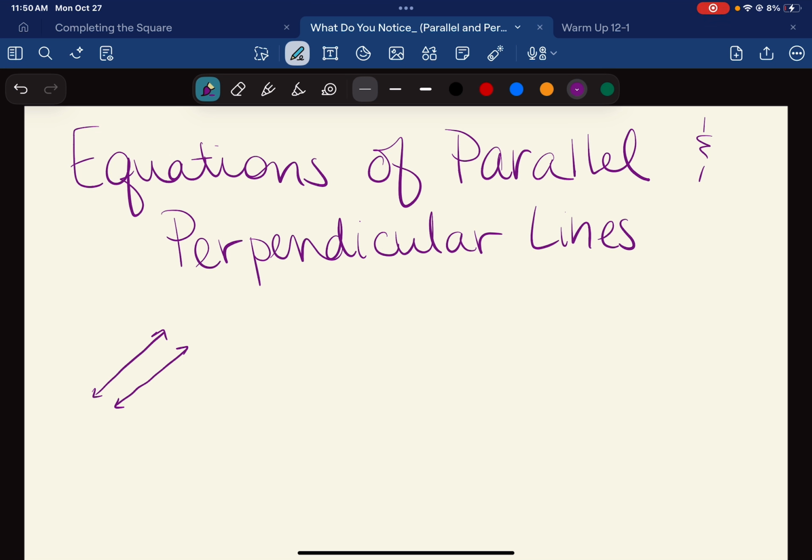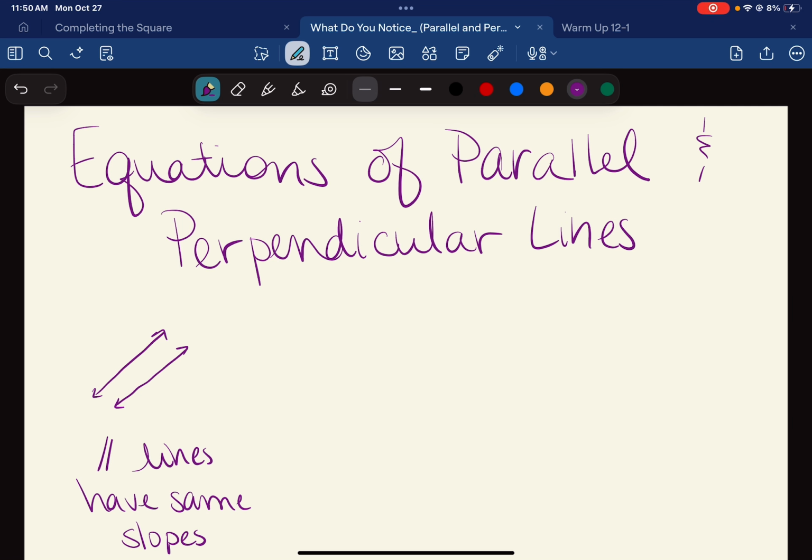The symbol that we use for parallel kind of looks like a slanted double L. So if you have parallel lines, then our slopes are going to be the same. So let's write it like this. Parallel lines have the same slope.